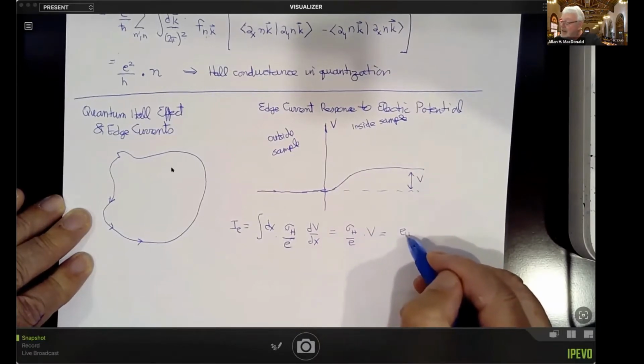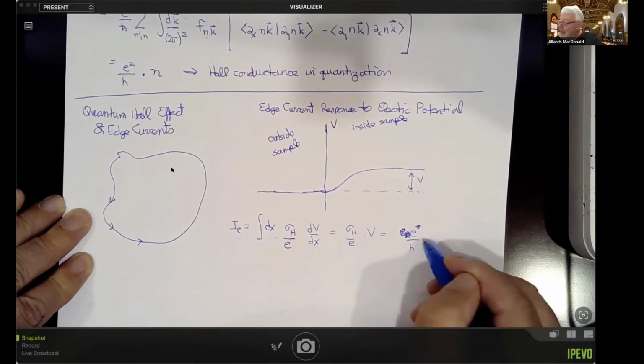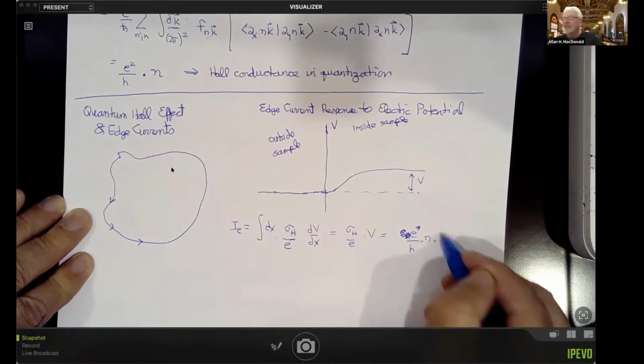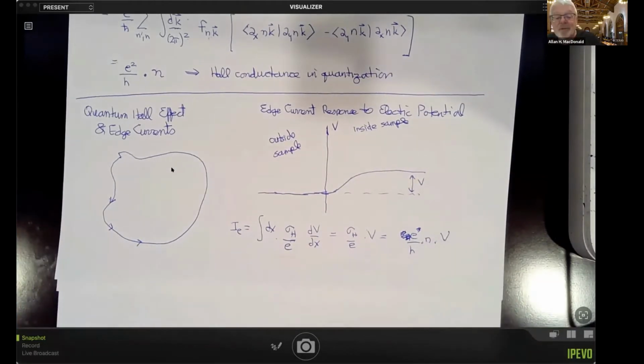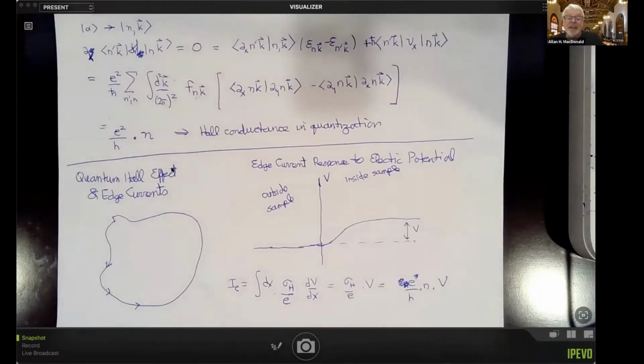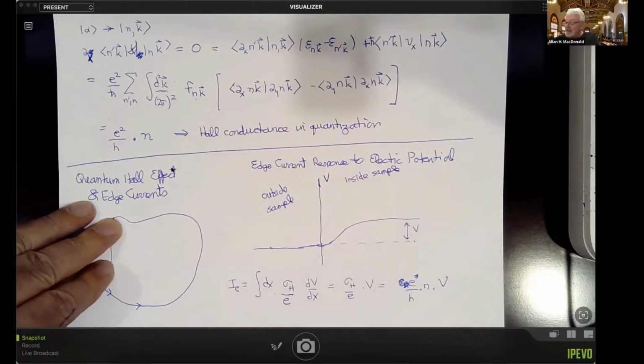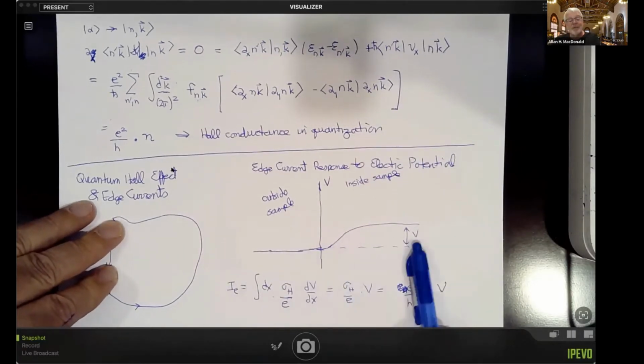So I said the Hall conductance is E squared over H. So this means E over H times an integer times the potential. So I'm going to use an expression like this in a little while to talk about the topological magnetoelectric effect and its relationship to the quantum anomalous Hall effect. Try to talk about the two things in the same way. Okay. So that is current flowing at the edge in response to a potential.